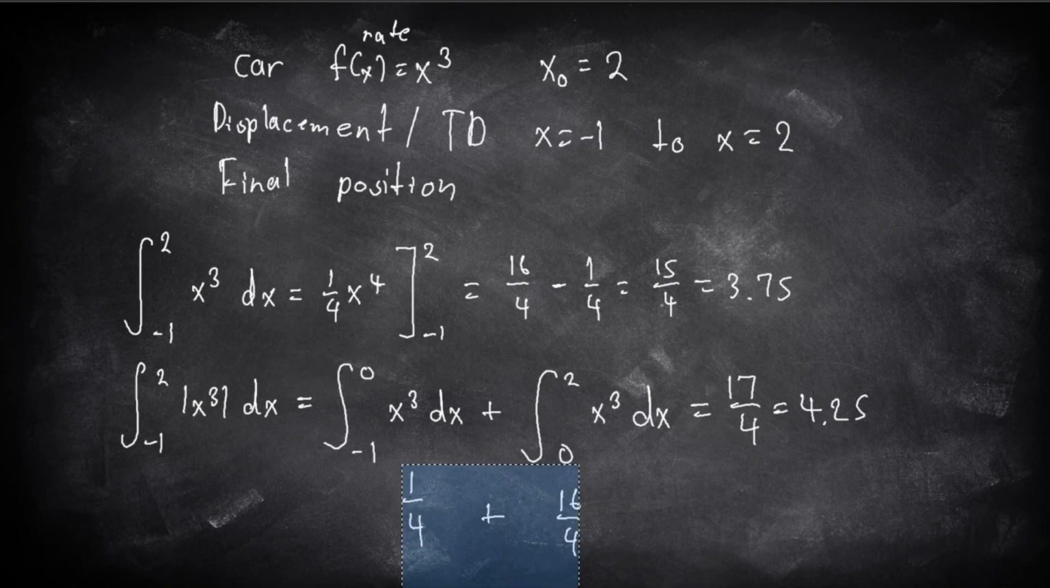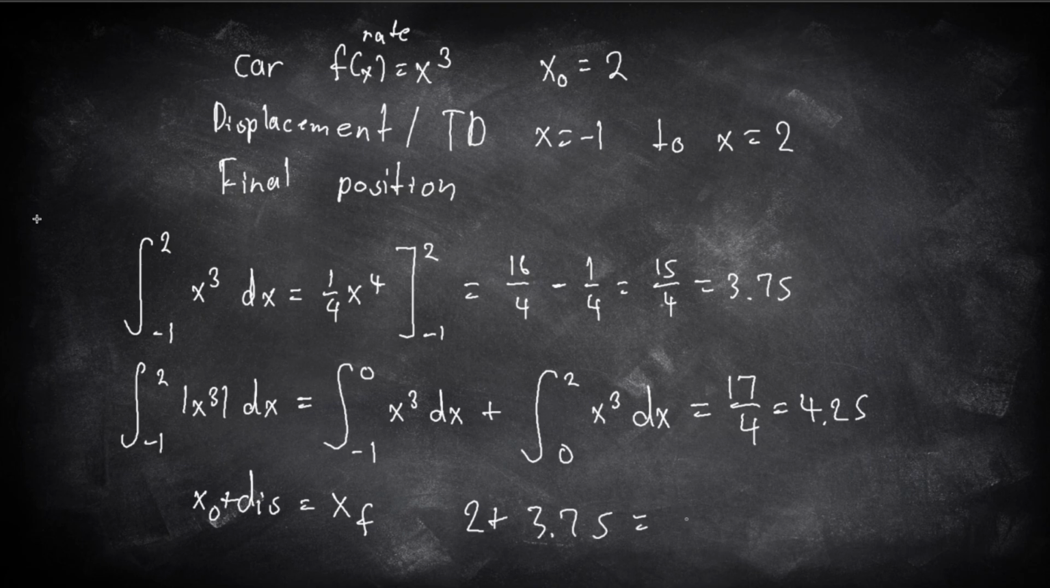Okay, now to calculate our final position, because we already know our initial position: as we said before, displacement calculates for position. Initial position plus our displacement is equal to our final position. So our initial position is 2, our displacement is 3.75. That means our final position is 5.75.